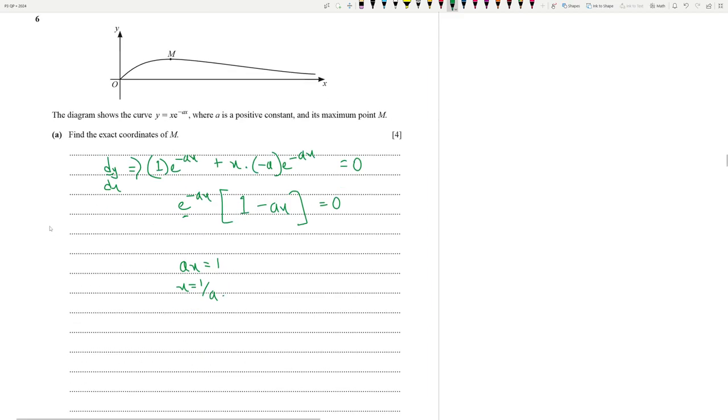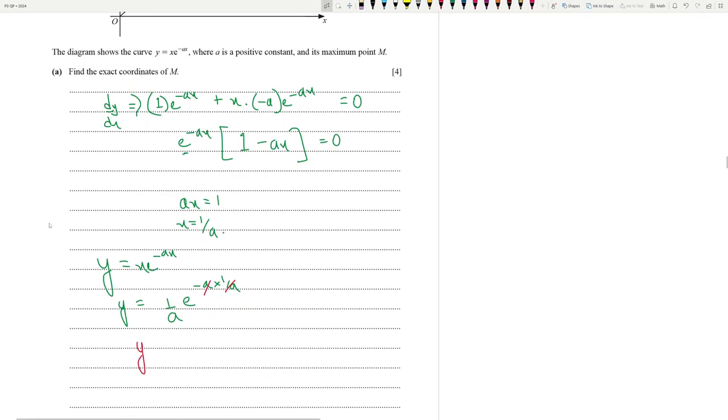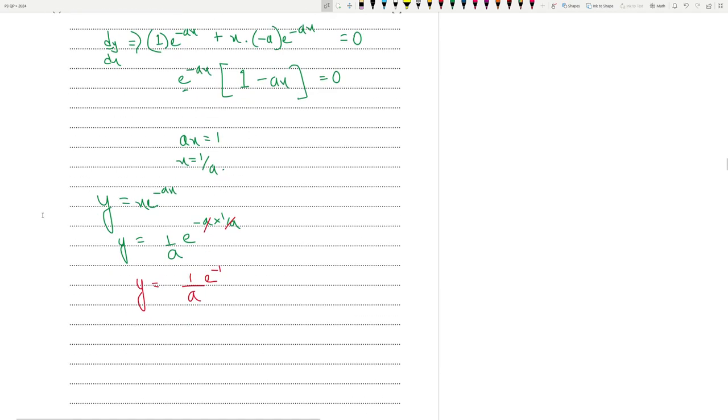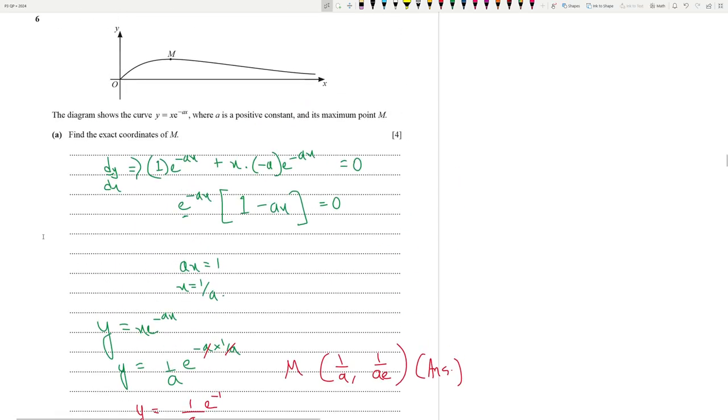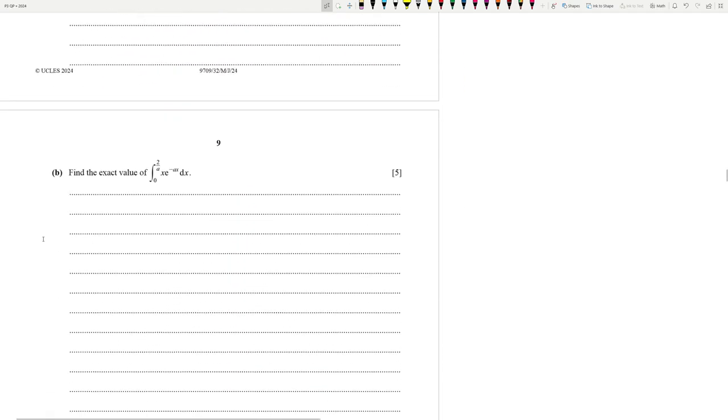Okay, next let's find y. y is equal to x e to the power minus ax, so y is equal to 1 by a e to the power minus a into 1 by a. We can get rid of this: 1 by a e to the power minus 1, which is basically 1 by ae. So 1 by a and 1 by ae. That's it. So these are the coordinates of the maximum point M.